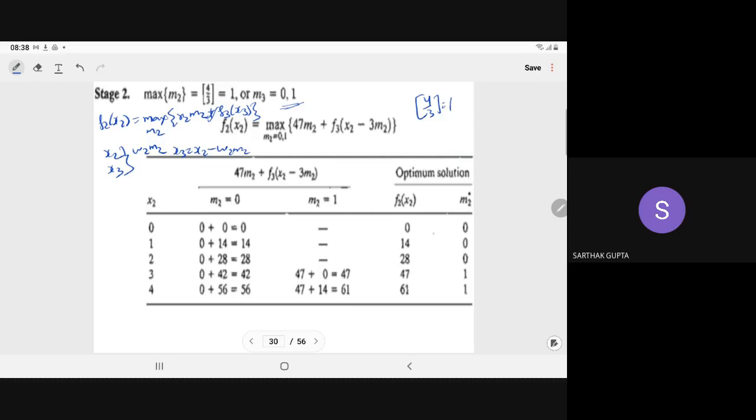So our objective function for stage 2 will become F2(X2) equal to the maximum over M2, which can take either 0 or 1, of R2 M2, where R2 is 47 into M2, plus the maximum return from stage 3, so F3 of X3. And X3 is X2 minus W2, where W2 is 3 into M2. Any doubt in writing this objective function for stage 2? Anything you want to re-explain?